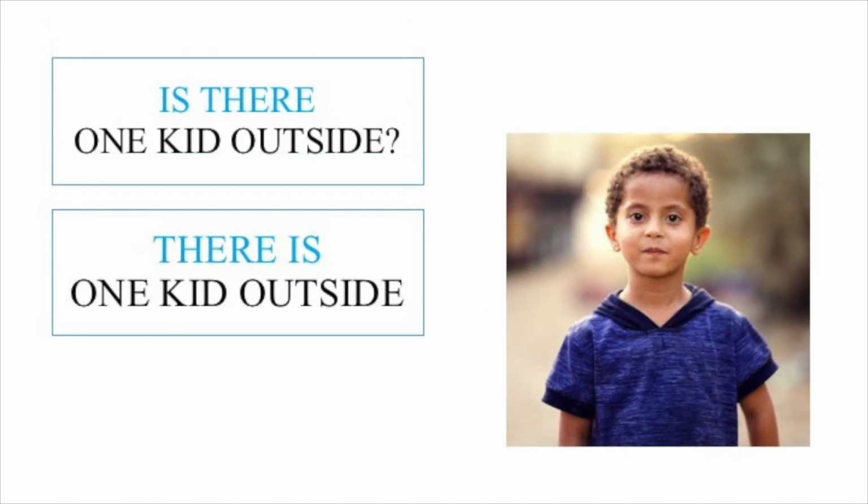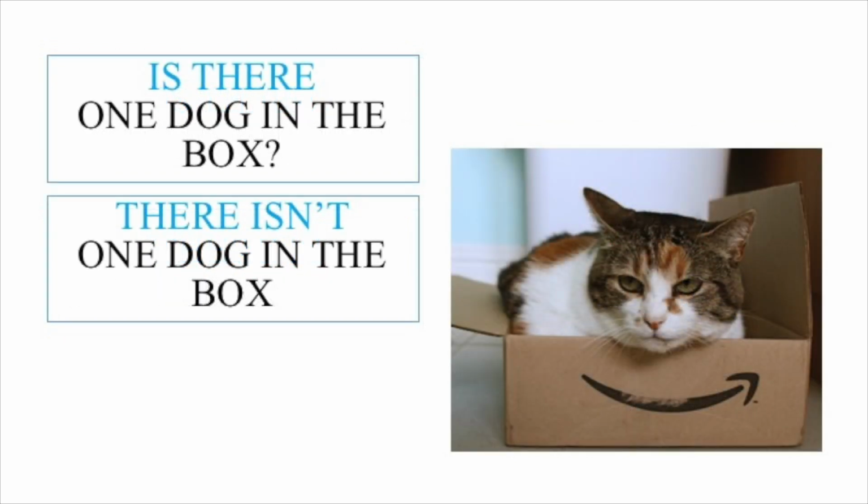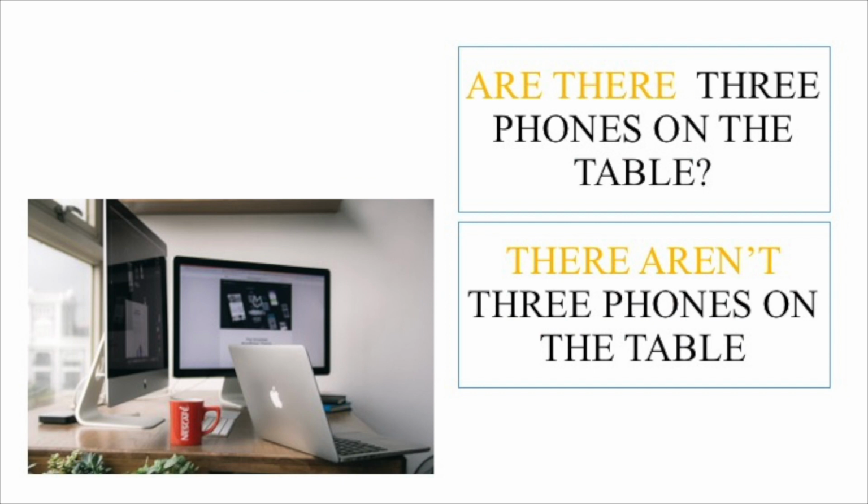Now the next one. Is there one kid outside? There is one kid outside. Read the question. Is there one dog in the box? There isn't one dog in the box. And the final one. Are there 3 phones on the table? There aren't 3 phones on the table.